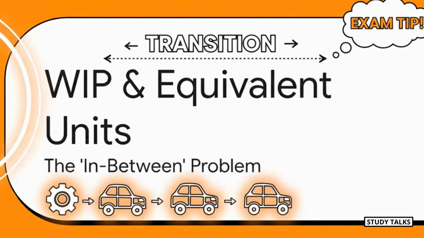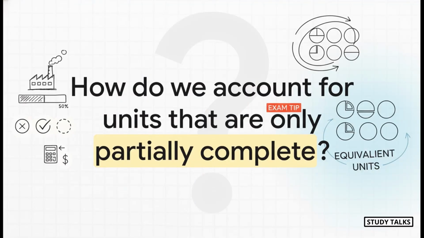So far, things have been pretty neat and tidy, right? Units are either fully complete or they're lost. But in the real world, it's not that clean. What happens at the end of the month when the whistle blows and you have thousands of units that are, well, half-baked? That's your work in process, or WIP. So what do we do with them?